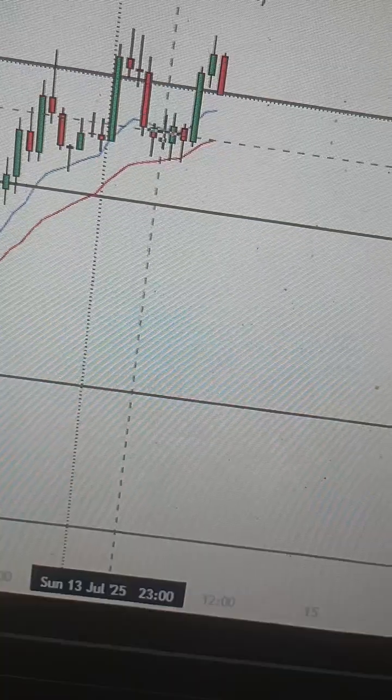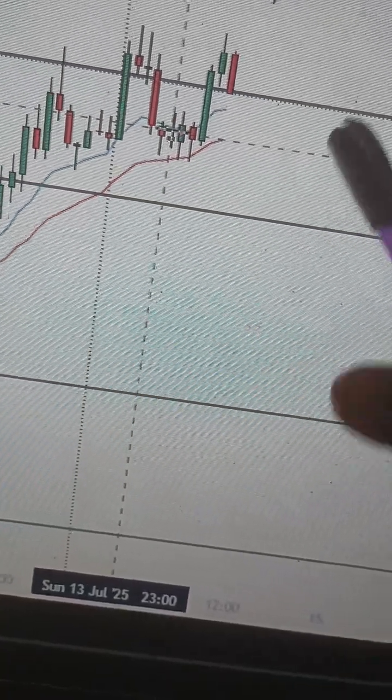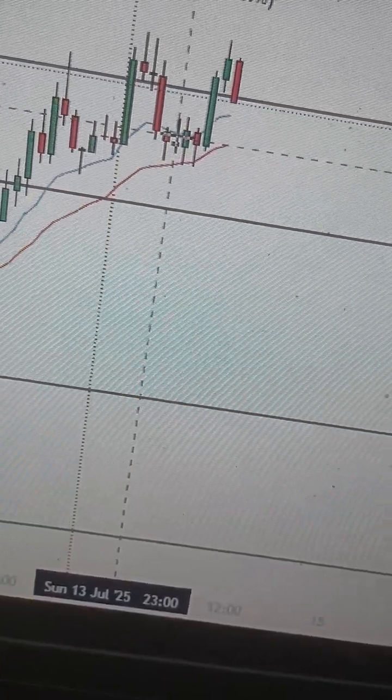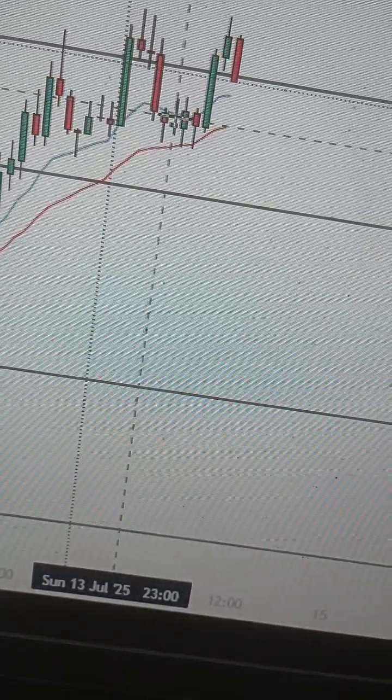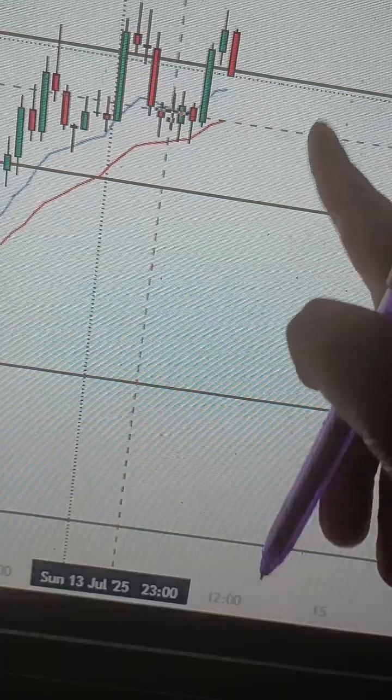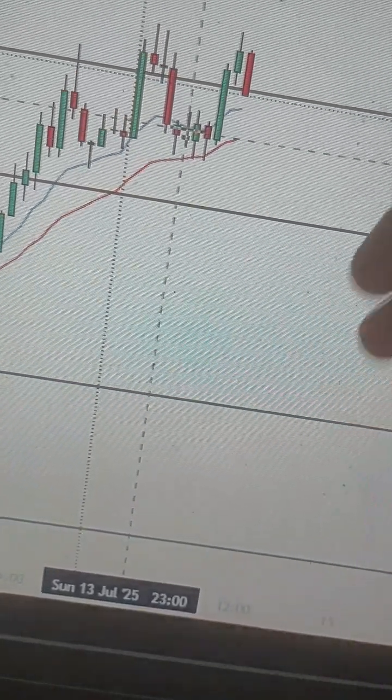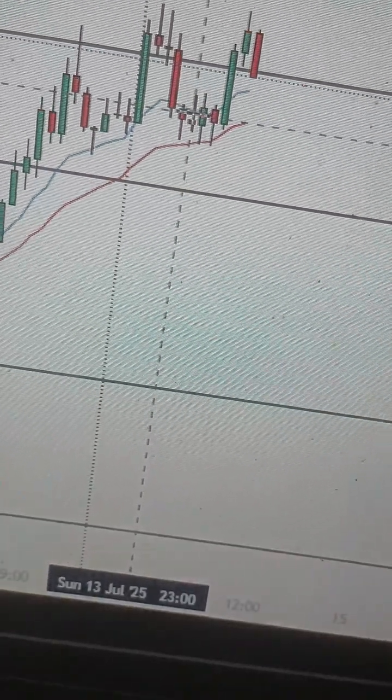So our bias is still to the upside. At this point, we are still expecting this market to go up until we get a cross. That's when we should be considering it. When the 10 crosses below the 20, that is when we should be looking for sales. But for now, we are still bullish.